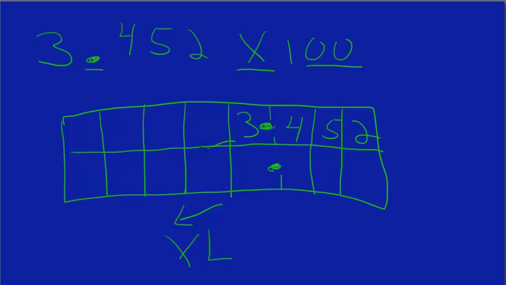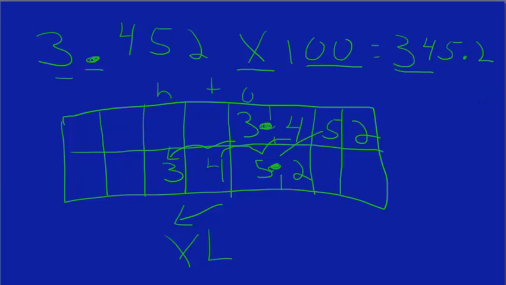So the 3 is going to go 1, 2. So the 3 goes from the ones place to the hundreds place. The 4 is going to go to the tens place. The 5 will go to the ones place, and the 2 to the tenths place. So everything moved over 2 places. I'm going to write my answer, 345 and 2 tenths. I know I'm multiplying, so I increase in value, so I double check to make sure I'm increasing in value, and yes, I am. So I say my answer makes sense.